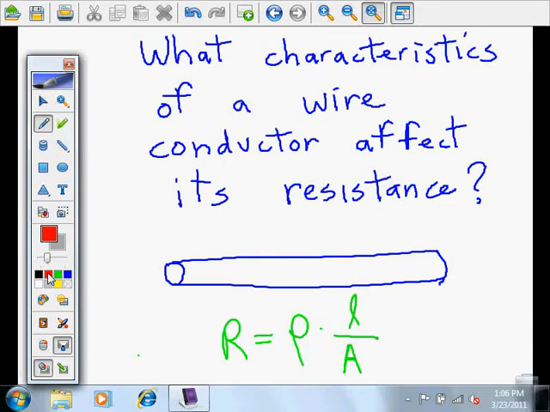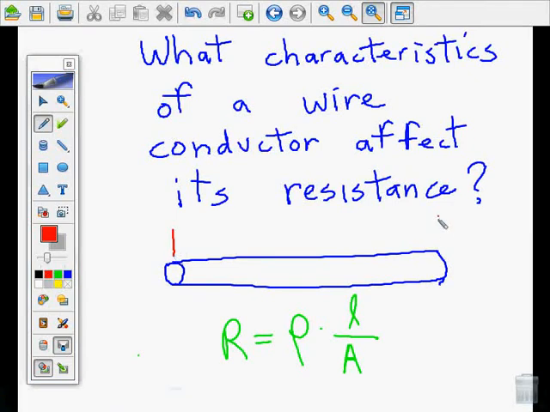L stands for the length of the wire. If you have a longer wire, that wire will have more resistance. The longer the wire, the more the charge has to make its way through, having more and more collisions with the atoms on its way. The longer the wire, the greater the overall resistance of the wire. So that L is the length of the wire.